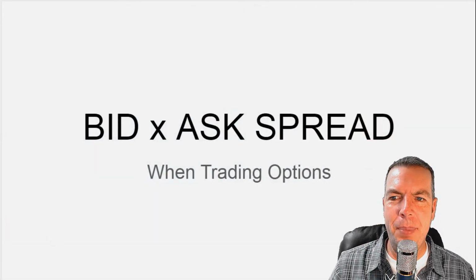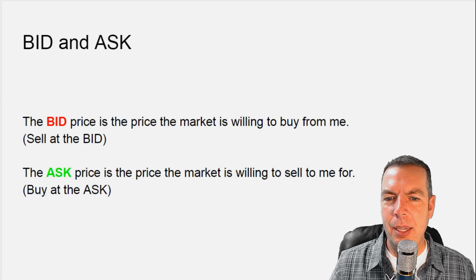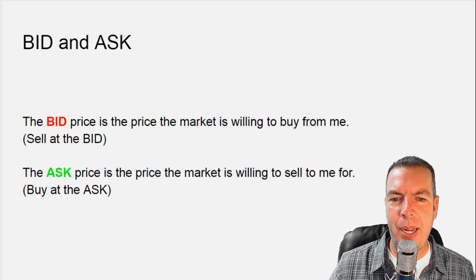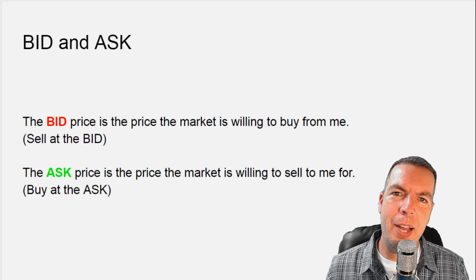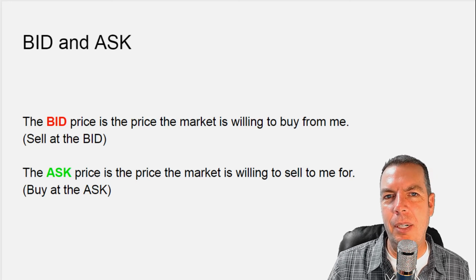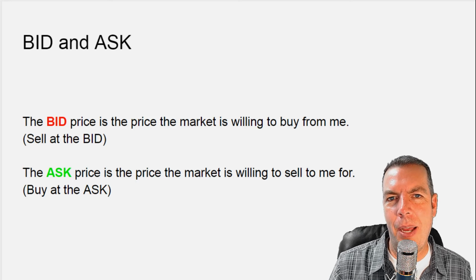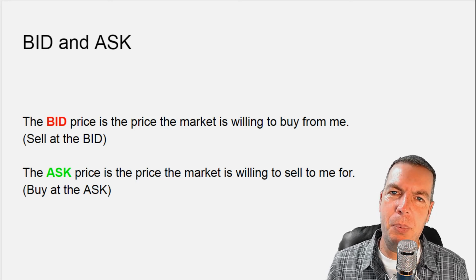So we're talking about bid-ask spreads. Well, what is the bid-ask spread? Well, let's talk about that. So the bid price is the price that the market is willing to buy from me. So if I had a stock or an option that I wanted to sell, I would put that out there on the market, and we'd have buyers come in that are willing to buy at a certain amount. Well, the price that they're willing to buy from me for is the bid price.